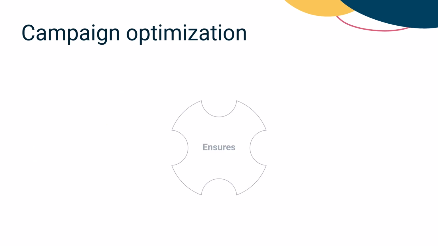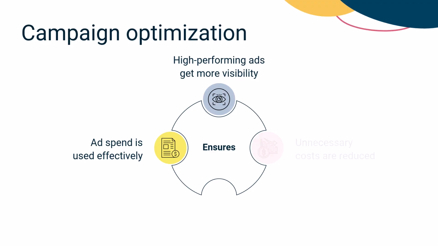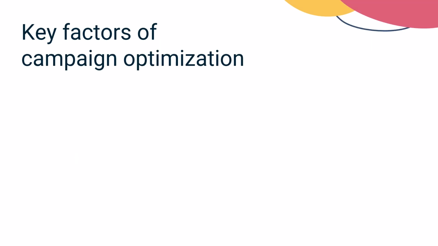Campaign optimization ensures that ad spend is used effectively by refining underperforming elements. High-performing ads get more visibility, leading to increased conversions. Unnecessary costs are reduced, improving overall ROI, and campaigns remain competitive by adjusting to market trends and user behavior. Campaign optimization includes certain key factors that need to be regularly reviewed and refined.